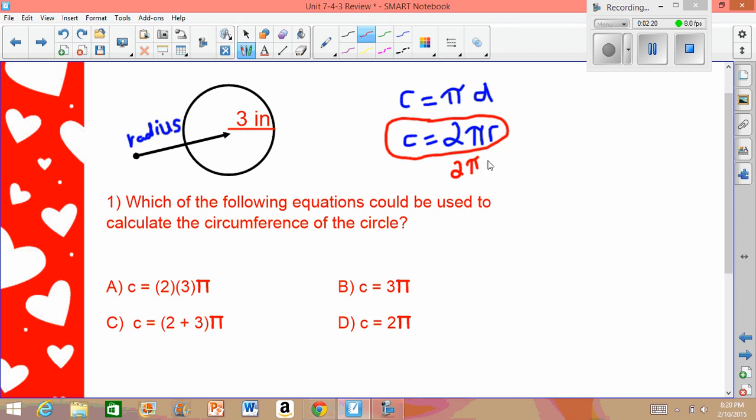And we're going to plug in the number for our radius. So our radius is 3. So C equals 2 times pi times 3. So if we go look at our answer choices, the one that has 2 times pi times 3 is answer choice A. So please pause here, record any notes that you need to record for this problem.